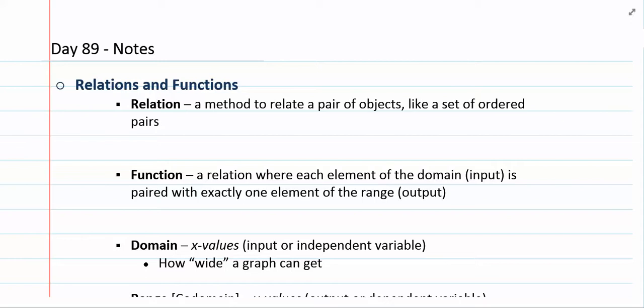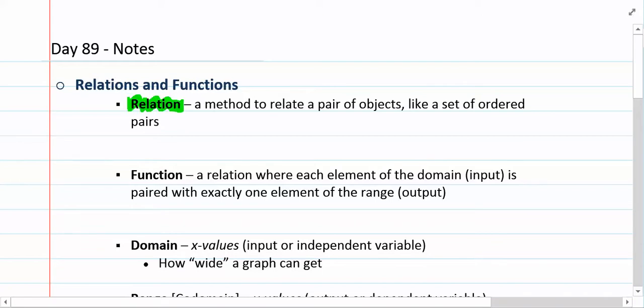Day 89 Notes, Advanced Algebra 2. Today we're moving into a new unit, Unit 6, which has to deal with functions. Now we've already used functions a little bit throughout the class. This unit is really a way for us to formalize the definition of what a function is and how it's used in mathematics. Now before we start working with functions, let's talk about a couple definitions.